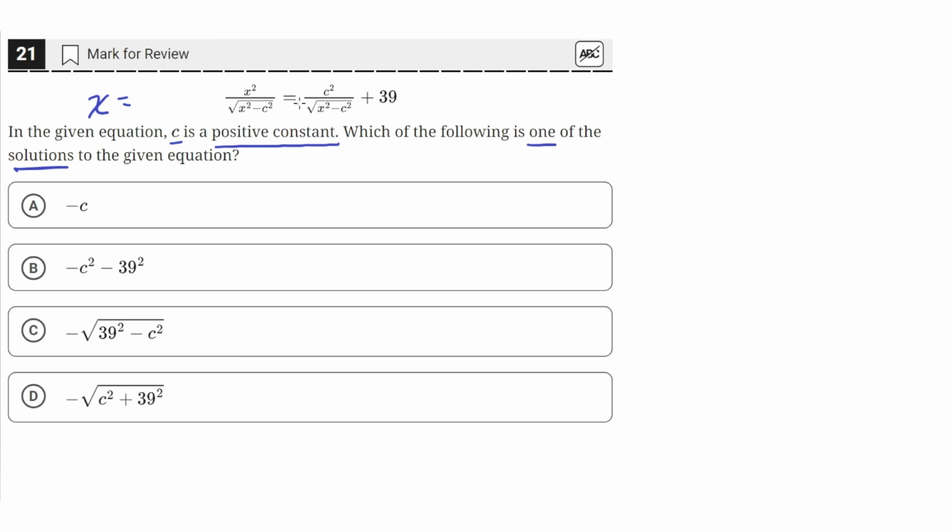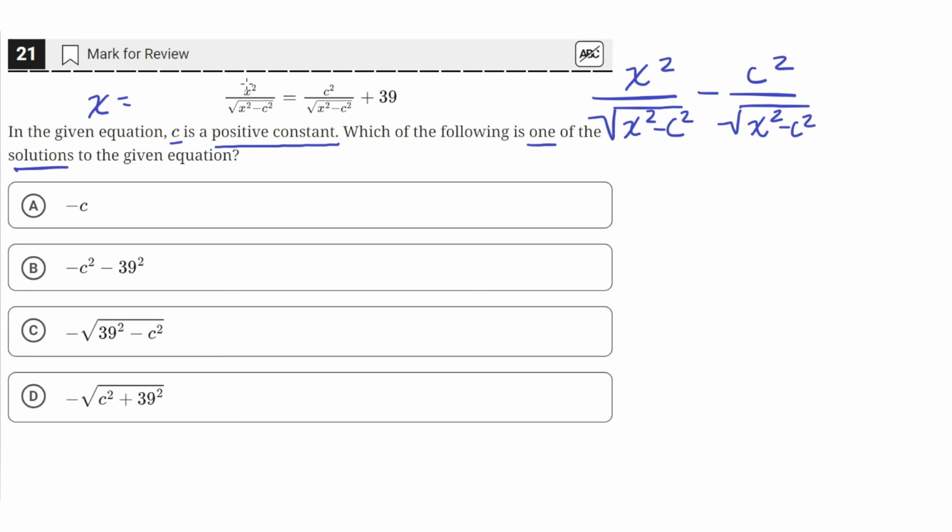So we need to isolate for x. And we can do that by moving all the x terms to one side. So we'll move this term here to the other side with the other x's by subtracting this from both sides. So on the left, we'll have x squared over square root x squared minus c squared minus c squared over square root x squared minus c squared.